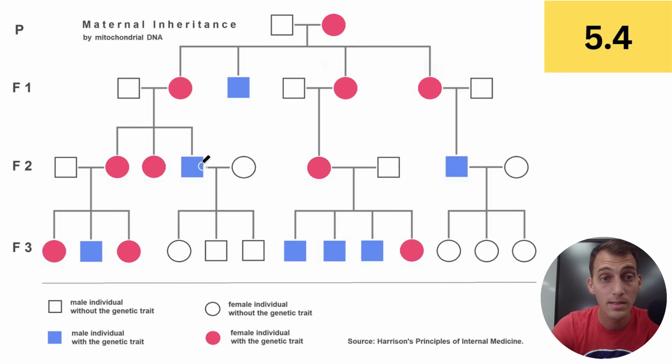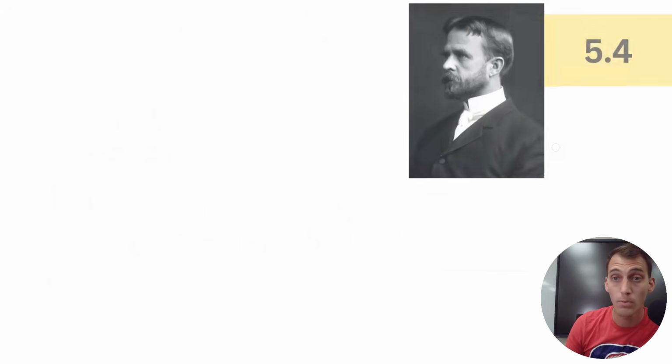Okay, but check it out. Here's a dad with this mitochondrial disease. None of his children have it. Same over here. So this is very clear here that this is mitochondrial inheritance because it's only being passed down from mothers. It's only being passed down maternally, and mitochondria are only passed down from mom.